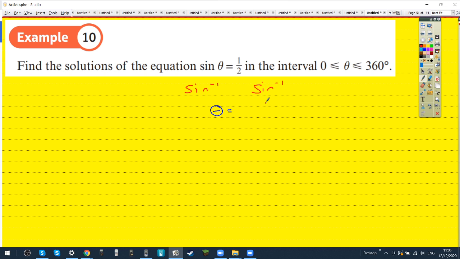So would it be theta equals a half inverse sine? Well, inverse sine of a half. Okay. And then can you work that out? Calculate it. Which is 30. And so theta equals 30. Is that full marks? No, I don't think so.